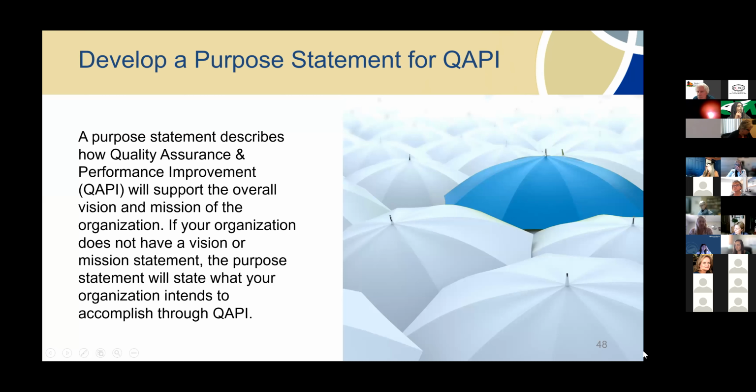Mission and vision statements go hand in hand. A vision statement is a picture of your homes in the future. It's an inspiration and a framework for the strategic planning within your homes. The next step is to develop a purpose statement that describes how QAPI will support the overall vision and mission in your building. Take bits and pieces of your mission statement and vision statement and put them in your purpose statement for your QAPI. Then you have your QAPI statement. If we have time, we can come back and practice that.